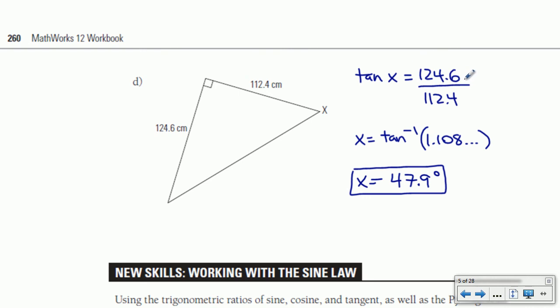And last, 2d, we have this is our reference angle, opposite and adjacent. So 124.6 is opposite, 112.4 is the adjacent. Do that division, you get 1.108. Take the inverse tan of that number, and you get 47.9 degrees.